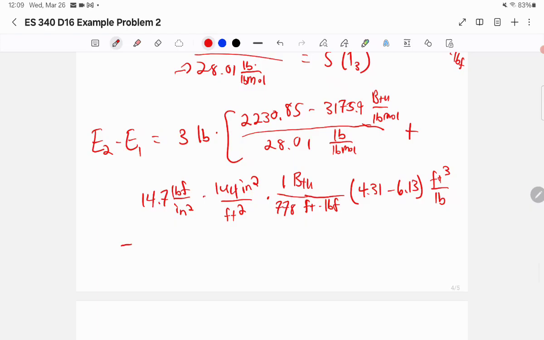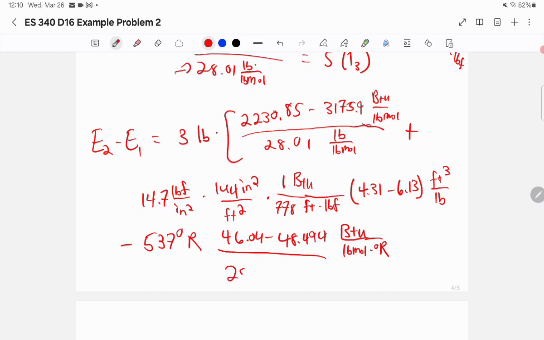Then the last term, which is 537 degrees Rankine. Remember, the temperatures have to be absolute temperatures, which is why we had to do that conversion, times 46.04 minus 48.494. These were the S circle values, right? The units are BTU per pound mole times degree Rankine, and that's divided by 28.01 pound per pound mole.